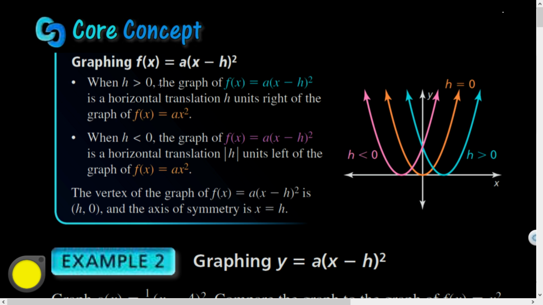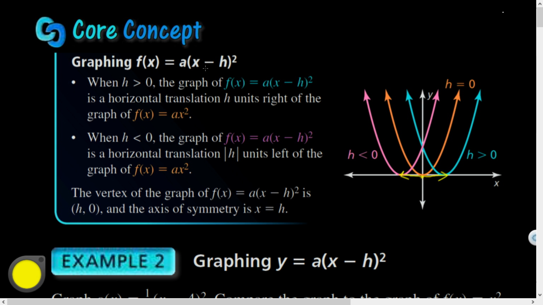So it says when h is greater than 0, the number inside the parentheses, so notice this time we've got x minus h inside the parentheses all squared, that it's going to shift the graph to the right, like so. And when h is negative, it's going to shift the graph to the left, h units, right? So that's all it's going to do. It's going to change the location of our vertex. Notice it conveniently uses the letter h, which will correspond to the x-coordinate of our vertex, oddly enough.